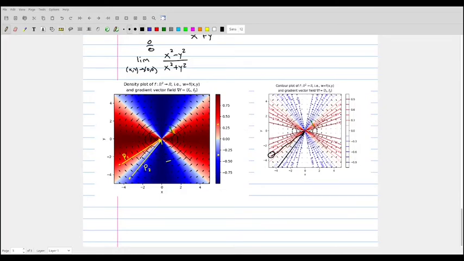So the idea is that there are multiple paths here that approach the exact same point, which is the origin, and you get a different limit for each of them. Because of that, the limit of this function just does not exist. It can't exist.